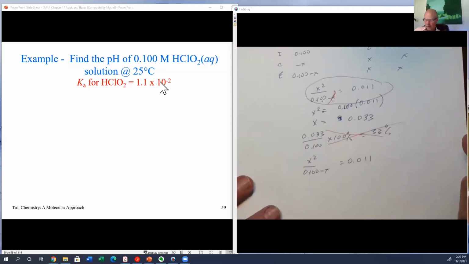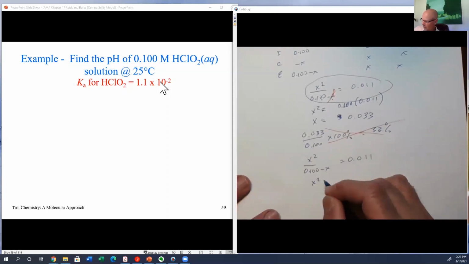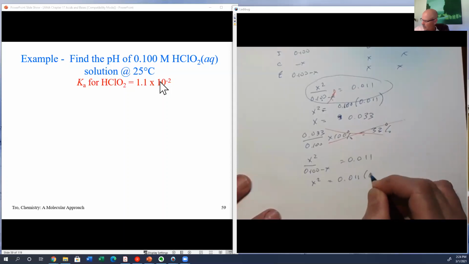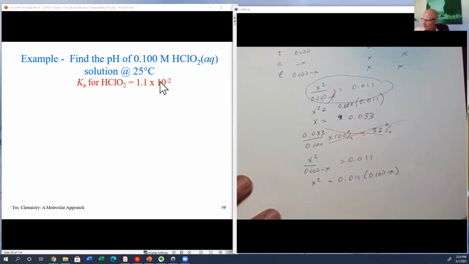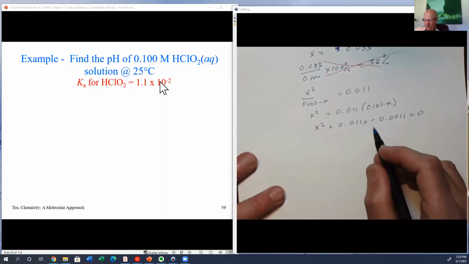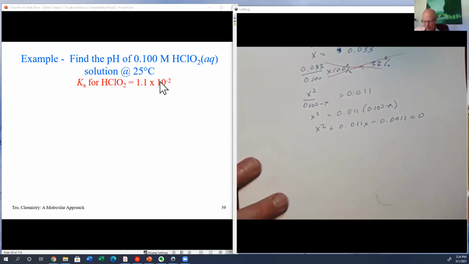Okay. If we multiply this out, we get x squared is equal to 0.011 times 0.100 minus x. And if we multiply that all out to get the quadratic form, we get x squared plus 0.011x minus 0.0011 is equal to 0. So there's my quadratic equation, and then I solve it using the quadratic formula.